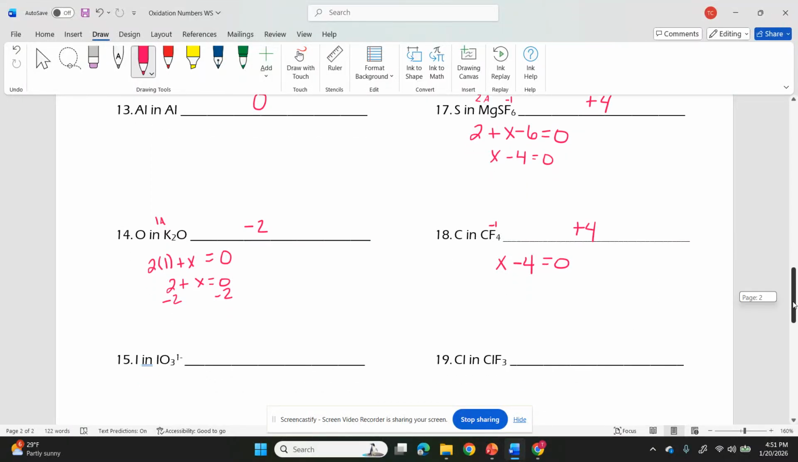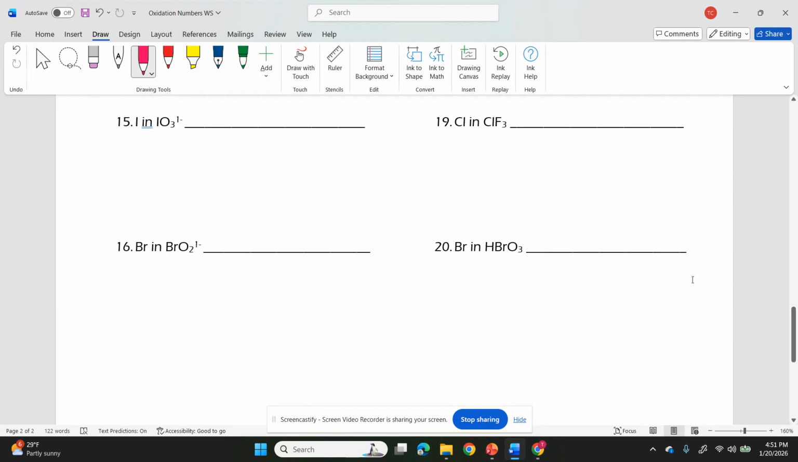Now on to our last 4. This is where I gave you some more practice with things that have charges. Here I have iodine and oxygen, and notice I have a charge here, so I cannot set it equal to 0. I must set it equal to -1. I do not have a hard and fast rule, except that a lot of people often mistakenly say that iodine has to be -1 based on rule number 8.